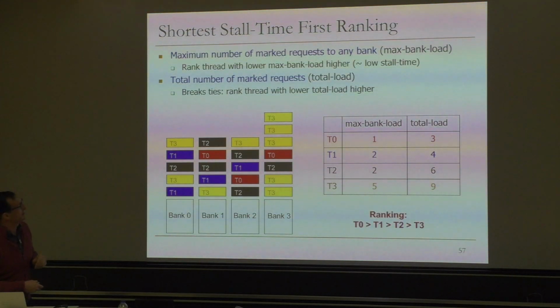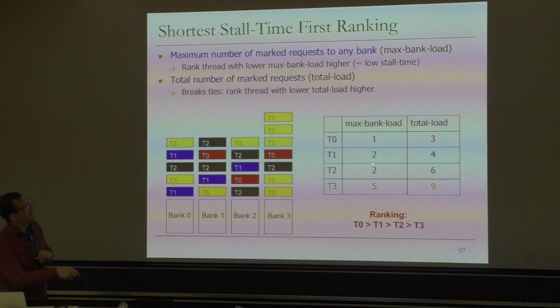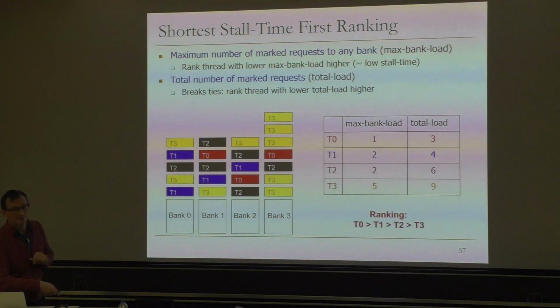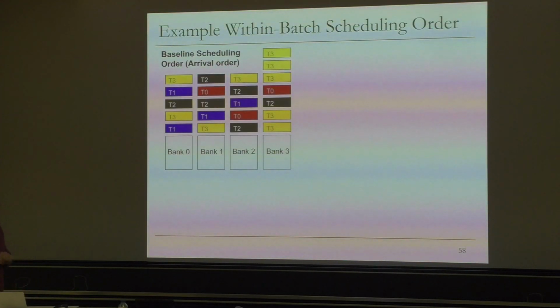And now we can form our ranking, right? We can say thread 0 is the highest ranked thread because it has the smallest maximum number of requests to any bank. Thread 1 is higher ranked than thread 2, even though they have the same max bank load. Thread 2 happens to be more intensive, and thread 3 is the lowest ranked thread, as you can see over here. Now we're going to use these decisions.